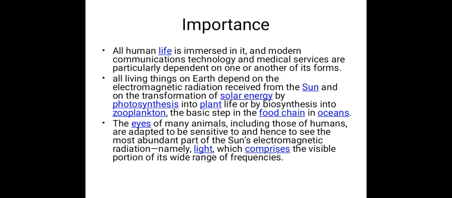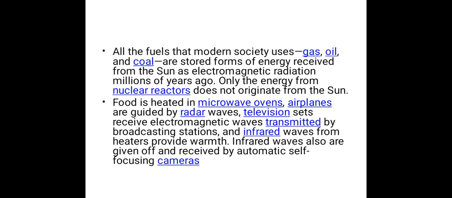The eyes of many animals, including those of humans, are adapted to be sensitive to, and hence to see, the most abundant part of the sun's electromagnetic radiation, namely light, which comprises the visible portion of its wide range of frequencies. All the fuels that modern society uses, gas, oil, and coal, are stored forms of energy received from the sun as electromagnetic radiation millions of years ago.